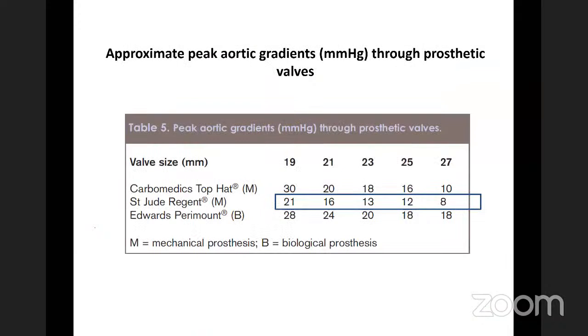Another diagram for peak aortic gradient through prosthetic valve, showing the same thing, superiority of St. Jude Regent, and showing lower peak aortic gradient.